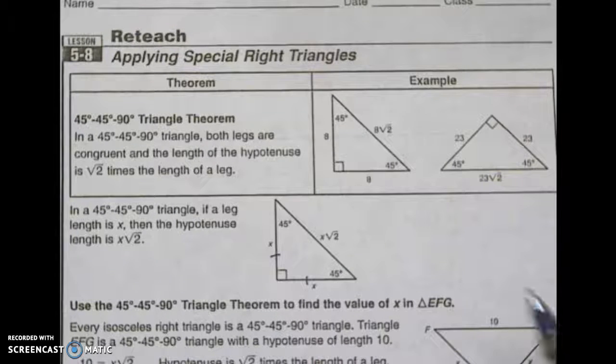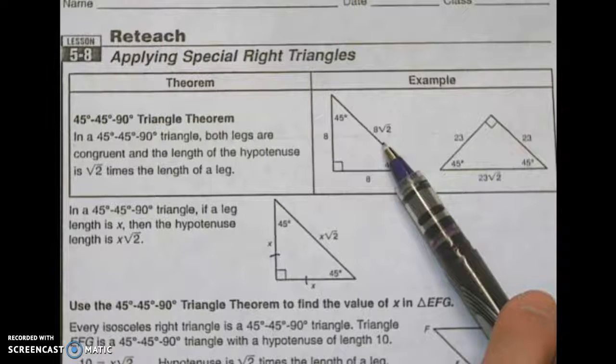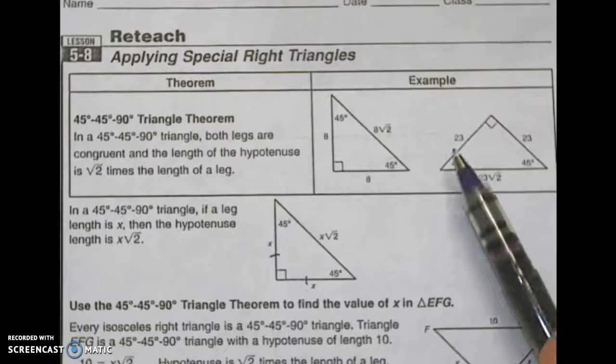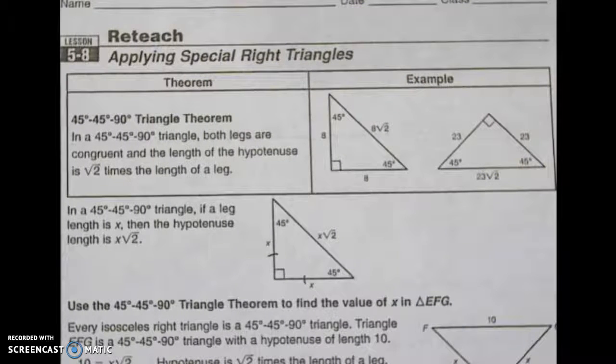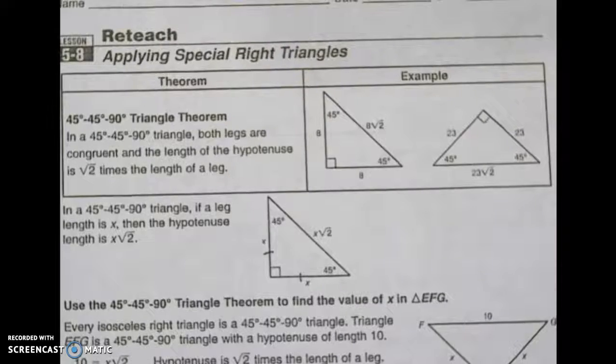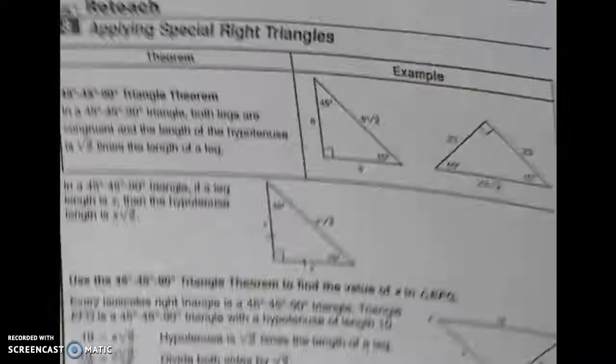So if I have a problem where the length of the leg is 8, I know the length of the hypotenuse is 8 square root 2. If the length of the legs are 23, I know the length of the hypotenuse is 23 square root 2. If I find the hypotenuse and I'm looking for the missing leg length, I'll have to work those backwards.